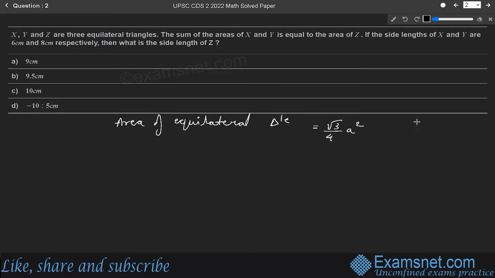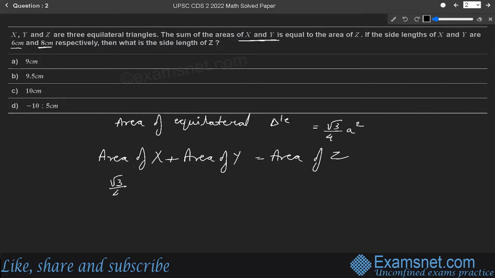In the question, it is given that the sum of areas of X and Y, so area of X plus area of Y, is equal to the area of Z. Now we will apply the formula here. There are sides given, which are 6 and 8. 6 is the side for X and 8 is the side for Y. And remember that X and Y both are equilateral triangles. So area of X will be root 3 by 4 into 6 square plus area of Y will be root 3 by 4 into 8 square is equal to area of Z.